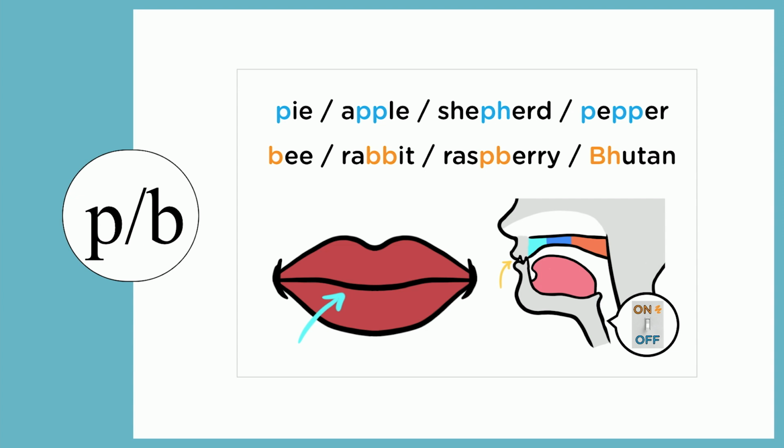What about the b, the voiced sound here? So now we want to turn on our throats and we're going to say bee, rabbit, raspberry, and Bhutan. So again, we've got some tricky silent letters. The p in raspberry is silent. There's no p sound. So you don't say "rasp-p-berry". It's just raspberry. Okay, got it. Okay, so that's voiced: bee, rabbit, raspberry, and Bhutan.